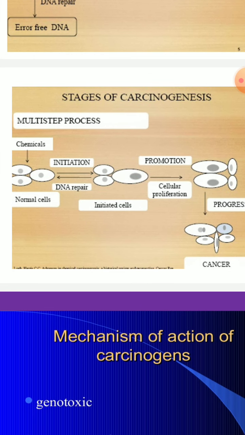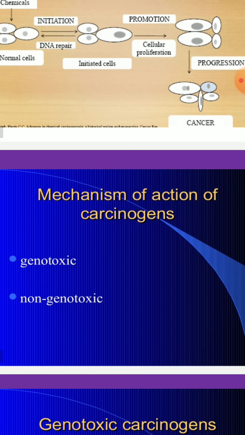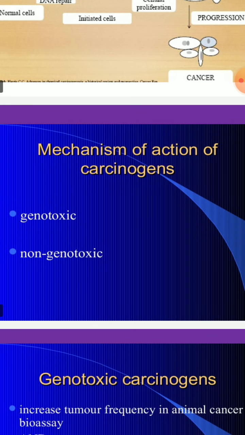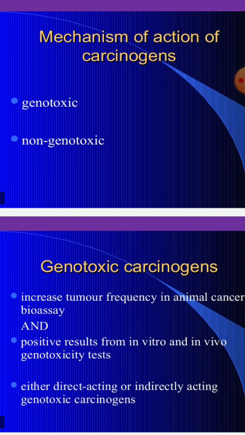I have explained the stages so that in the further slides you can see how particular toxicants affect normal cells or individuals, leading to apoptosis and even the formation of cancers. Now let us see the mechanism of action of carcinogens in detail, at the genotoxic level and also at the non-genotoxic level.